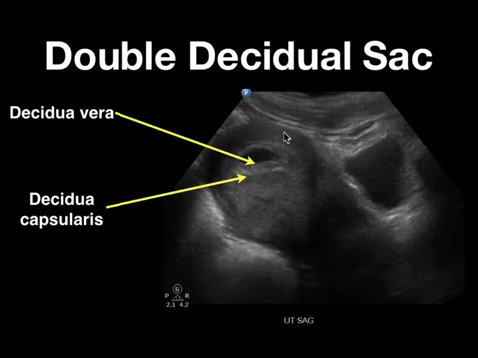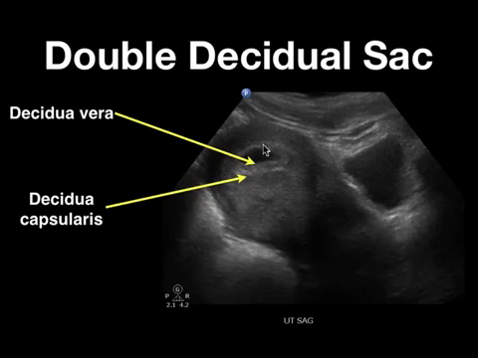This was first coined by Nyberg back in the 80s, and this was before transvaginal scanning was routine, and because there was a longer window before you would end up seeing the yolk sac or the embryo just via the transabdominal window.